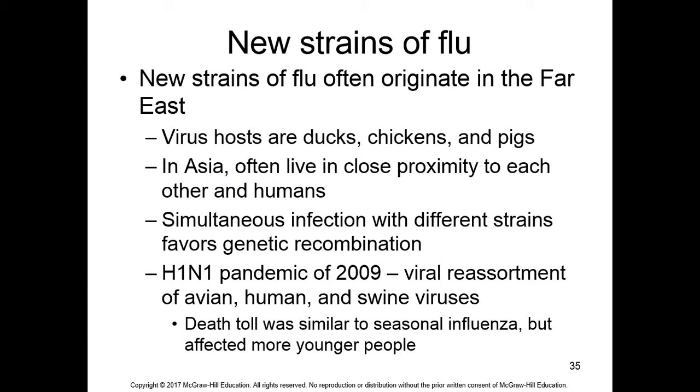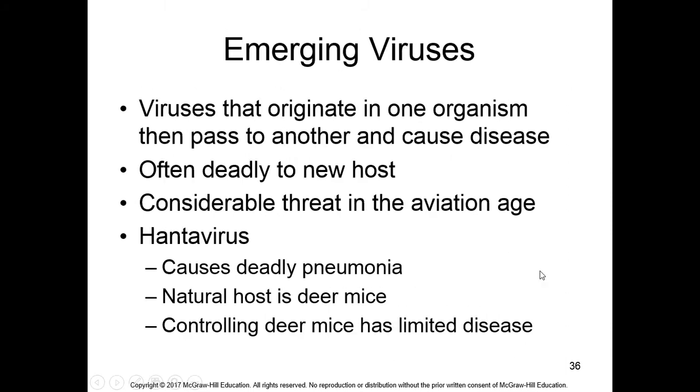In 2009, there was another pandemic, that is H1N1. It was because of the viral reassortment of avian, human, and swine viruses. So somewhere, all three viruses came together in the same host. As a result, a new strain was developed that carries genetic characters from birds, from humans, and from swine. And as a result, the death toll was similar to seasonal influenza, but more severe, and mostly the younger people were affected by it.